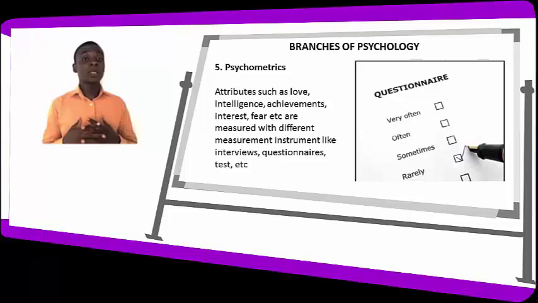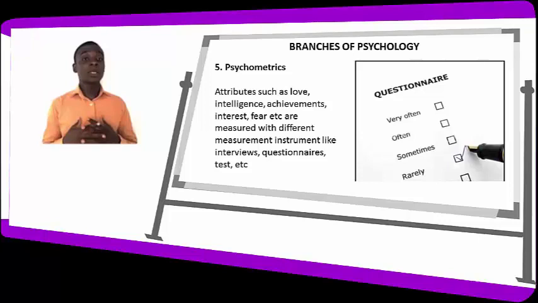So like I said, psychometrics is an aspect of psychology that studies and measures human attributes and behavior. So in psychometrics, we are measuring human attributes like love, intelligence, achievement, interest, and fear, and these are attributes of humans. So we are measuring them by the use of some measurement instruments like questionnaires, tests, etc.